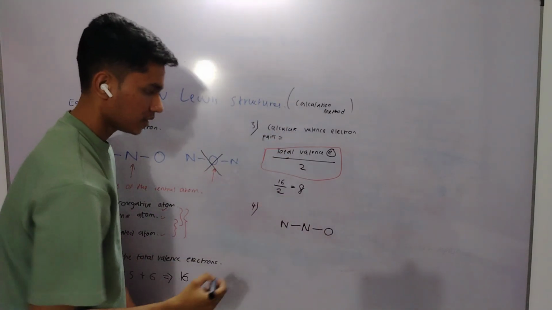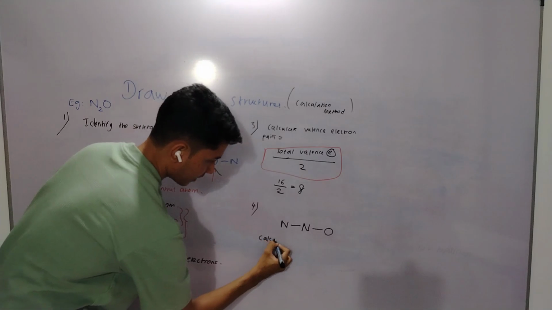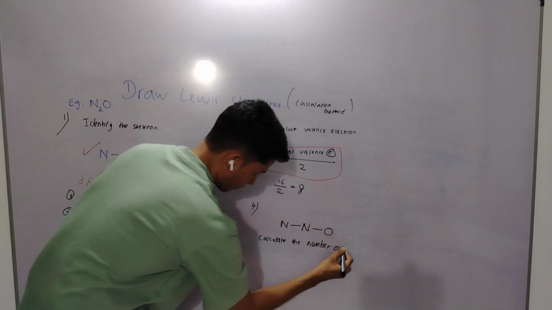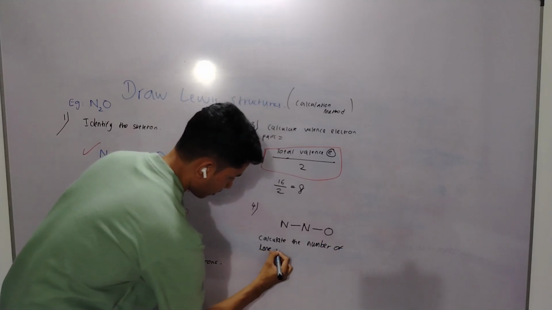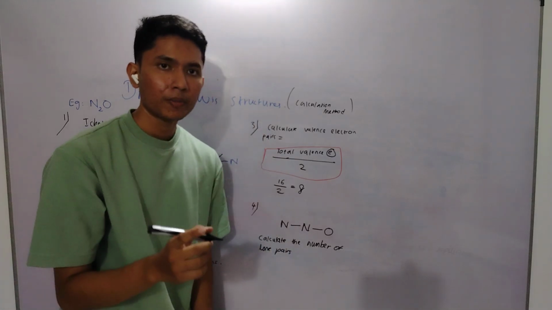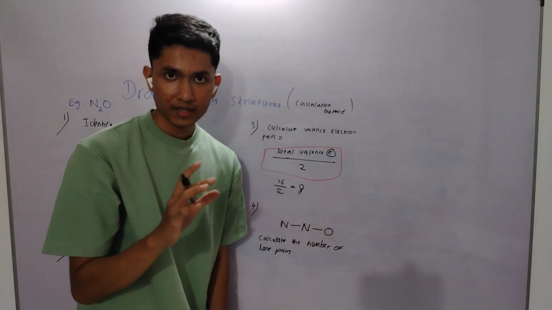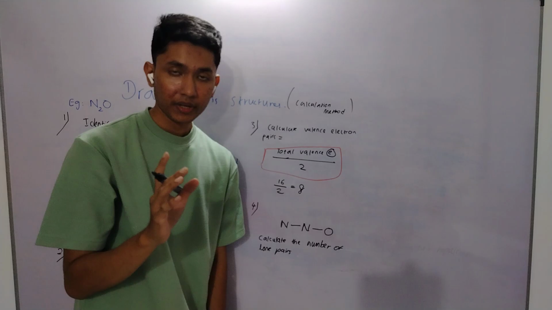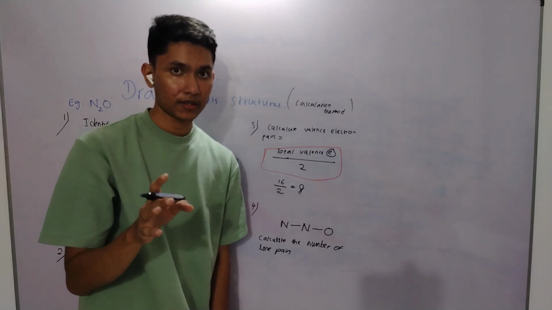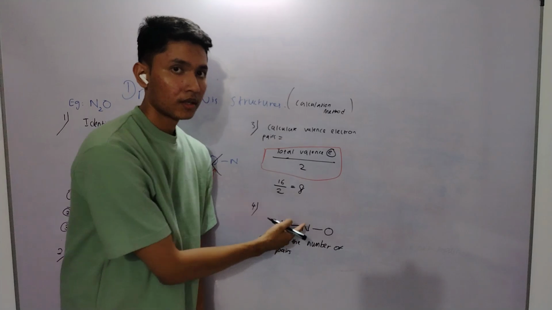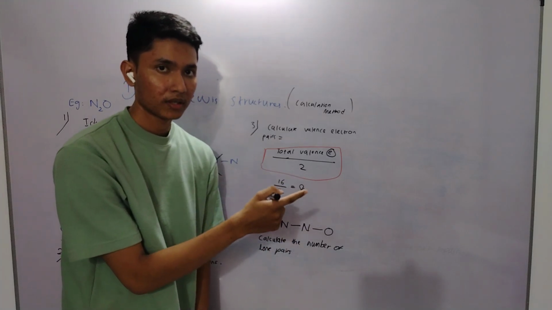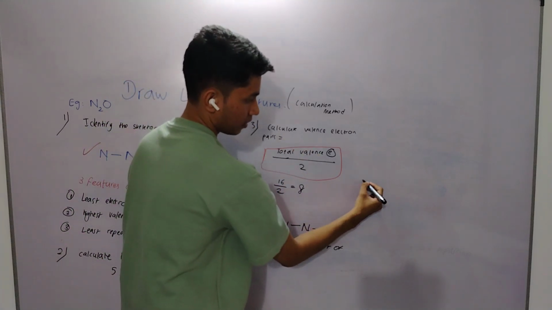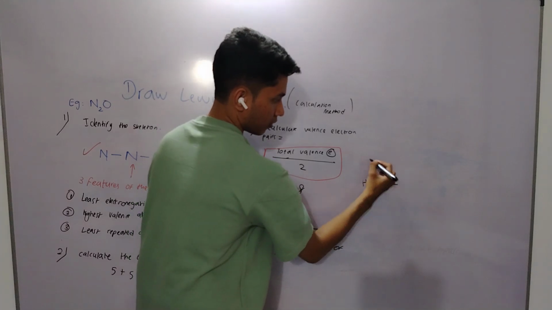But in this step, we calculate the number of lone pairs. What is meant by lone pairs? The valence electron pairs that are not involved in bonding. So identify the difference between lone pairs and bond pairs. This is bond pairs. Lone pairs mean the electrons that are not participating in bond formation. For example, H2O.